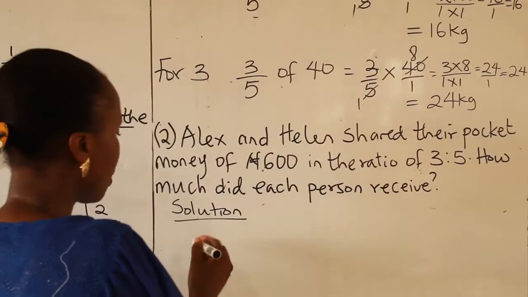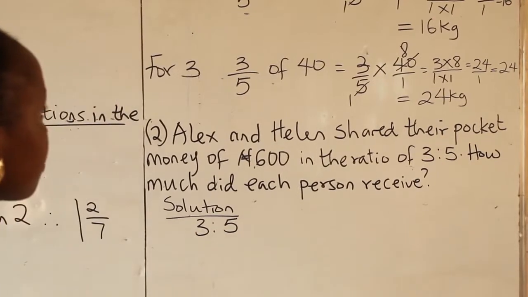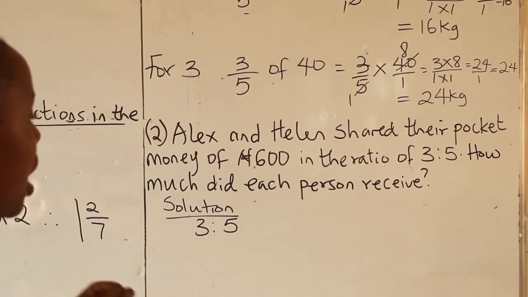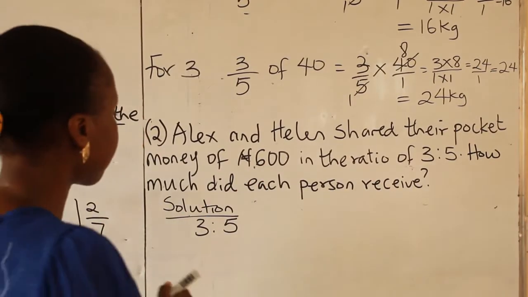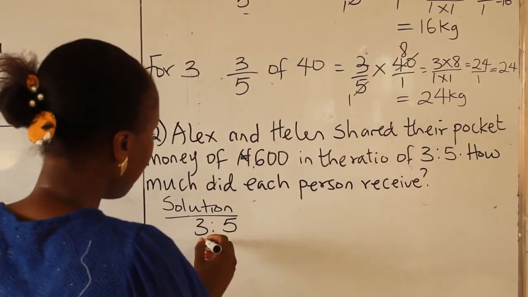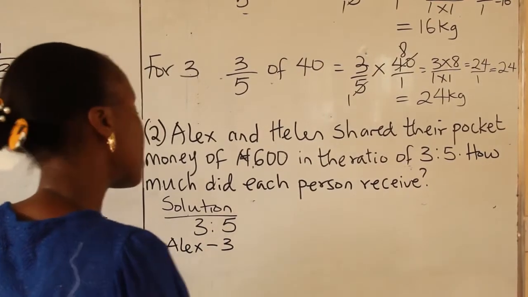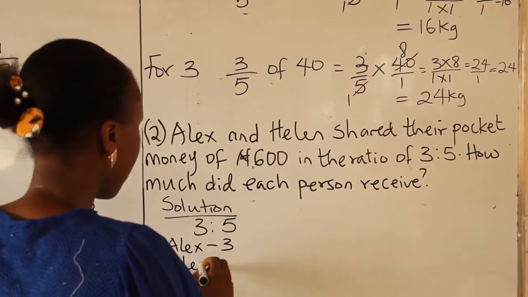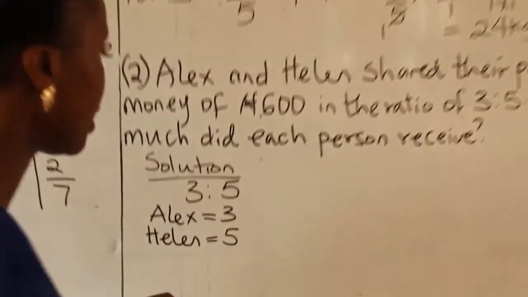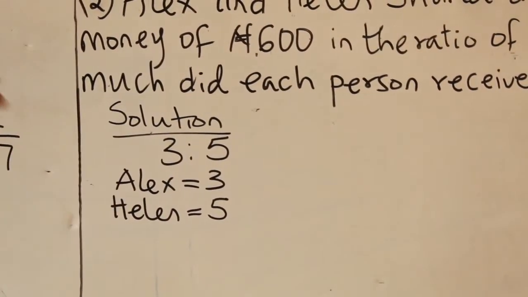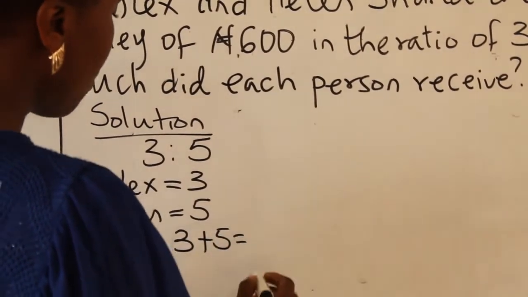The ratio in this question is 3:5, and the persons sharing 600 naira here are Alex and Helen. Alex is receiving 3 parts, while Helen will be receiving 5 parts. Like we did in the previous question, we'll be adding our ratio. 3 plus 5 is equal to 8.